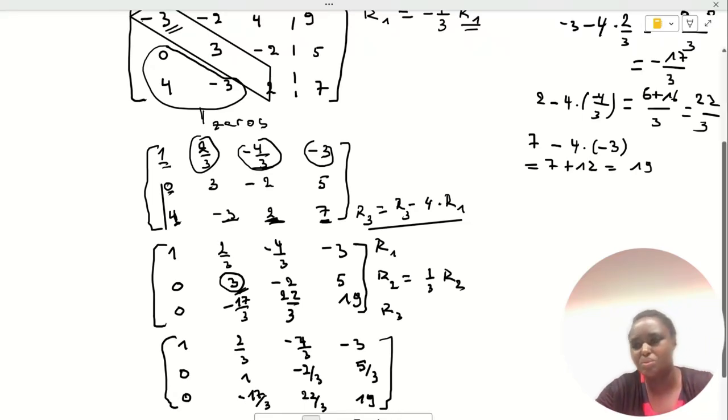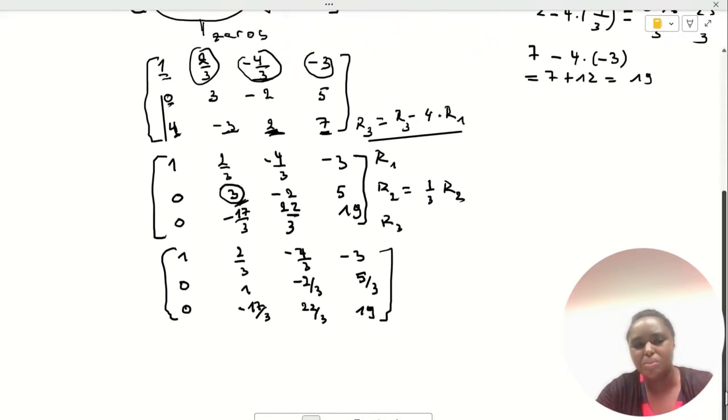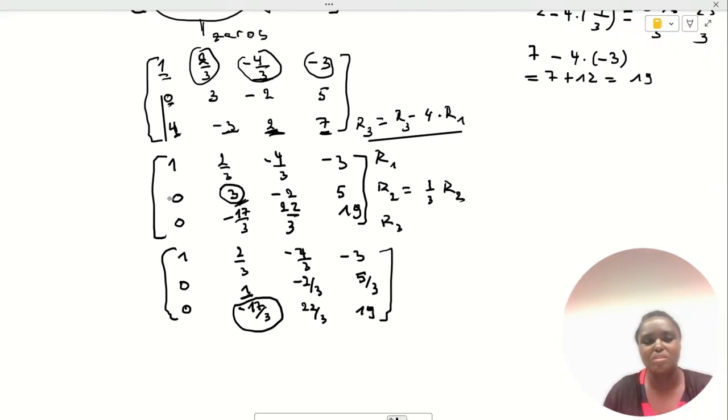And then next, what do we do? Since we have 1 here, we need to change this number into 0. How do we change it into 0? Since we have minus 17 over 3, to get this number equal to 0, we have to add 17 over 3. So we fix R1, R2 also is fixed, but R3 will be equal to R3 plus 17 over 3 times R2. Because here we have 1, if we multiply by 17 over 3, it will be 17 over 3 and minus 17 over 3, then we will get 0.